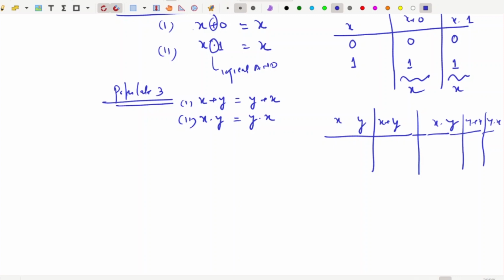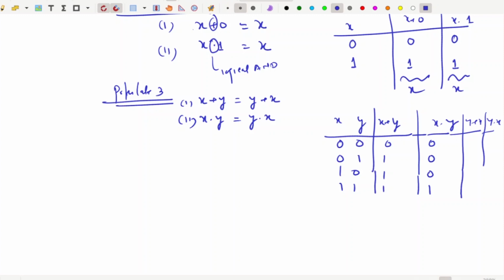Here we see x and y, what are the possible combinations? There are 4 possible combinations: 0 0, 0 1, 1 0, 1 1. What will be this value? This is 0 1 1 1. We know the truth table of the OR gate. What is the value of x dot y? That is 0 0 0 1. When all inputs are 1, then the output is 1.